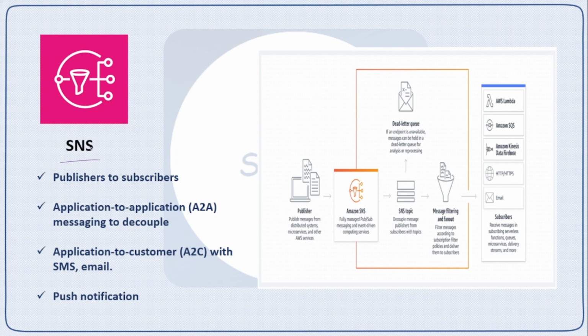SNS is a Simple Notification Service. It works on the pub/sub protocol. So it is capable of application-to-application messaging or application-to-consumer as well. And it works on public push notifications.